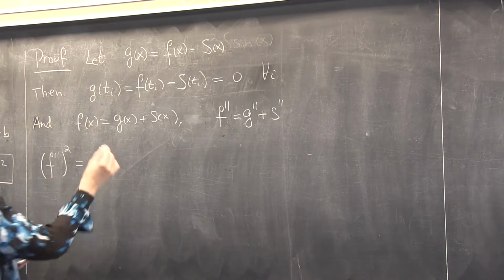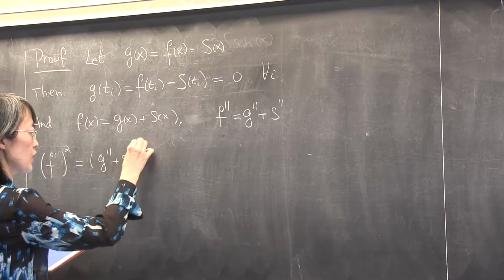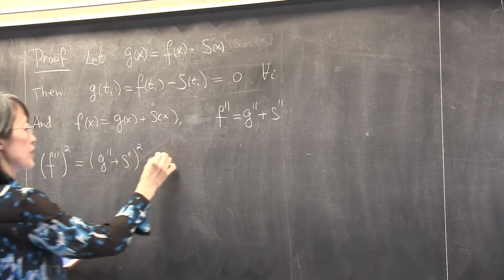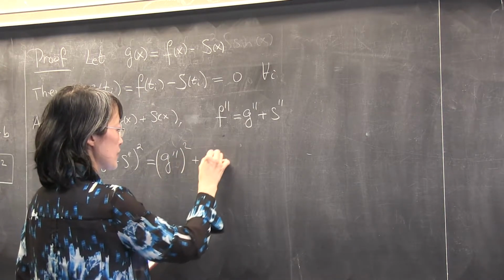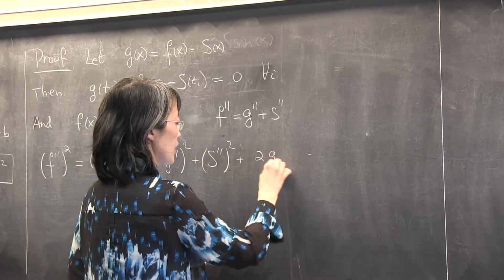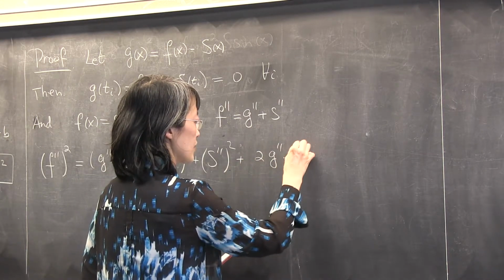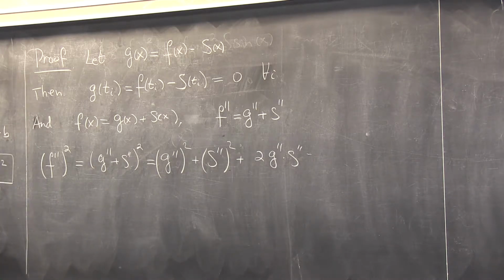Okay. And then I want to understand the square of this second derivative. I'm just constructing. So I will get (g double prime plus s double prime) squared. I'm going to open this up. So g double prime squared plus s double prime squared plus 2 times g double prime s double prime. Is that okay? I haven't done anything yet so far. It's just algebraically manipulating a little bit.